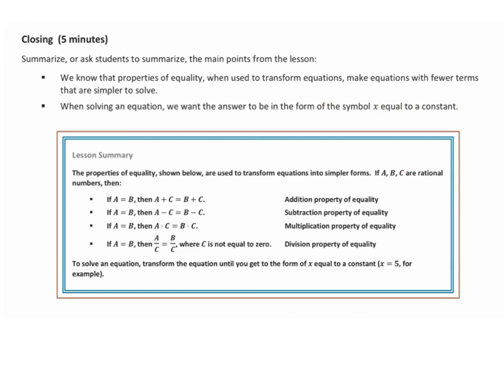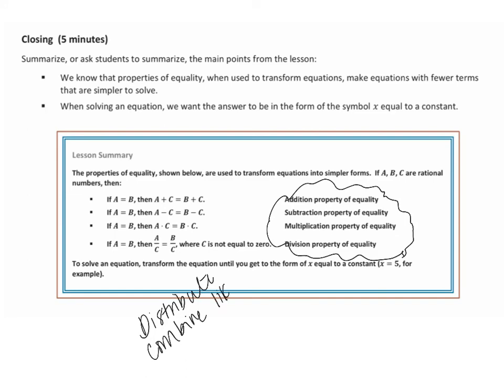All right, just to close out and review the things we did this lesson before you do your exit ticket, we use properties of equality to simplify our equations, make it easier for us to solve, and to kind of break it down so that we can get x by itself. In addition to these properties of equality, we also always want to make sure we distribute when we can. We want to make sure we combine like terms.